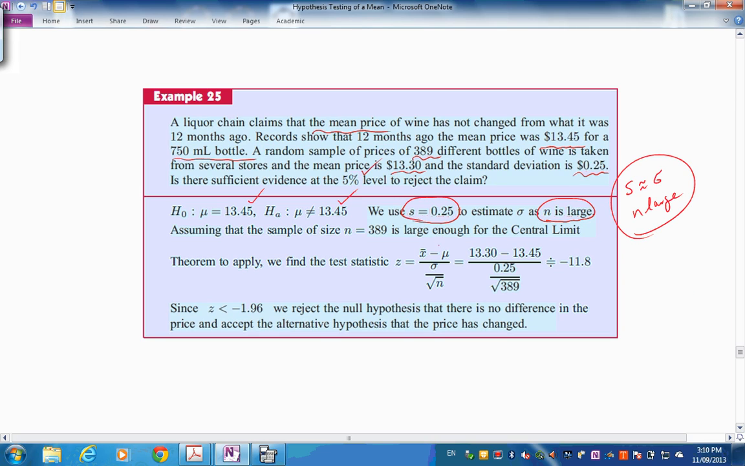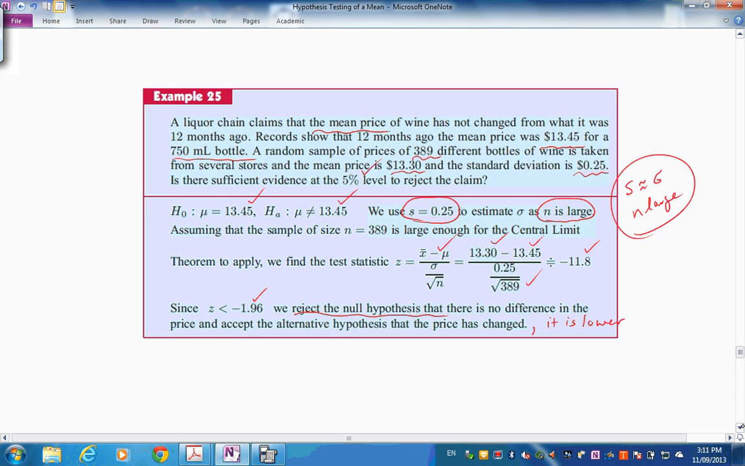Let's look at the test statistic. 13.30 take 13.45 over that is negative 11.8. So since the absolute value of z is greater than 1.96, we reject the null hypothesis. The price has changed. It is looking like it is lower. It looks like there has been a move down from $13.45 to $13.30.